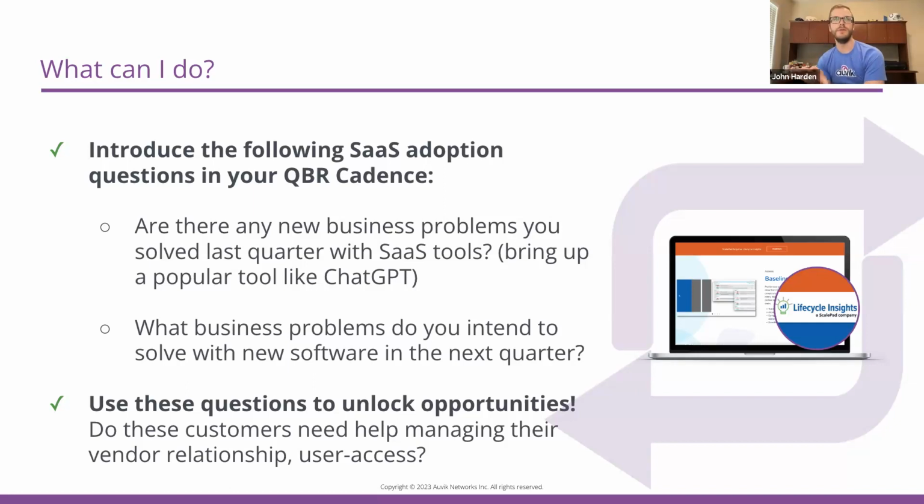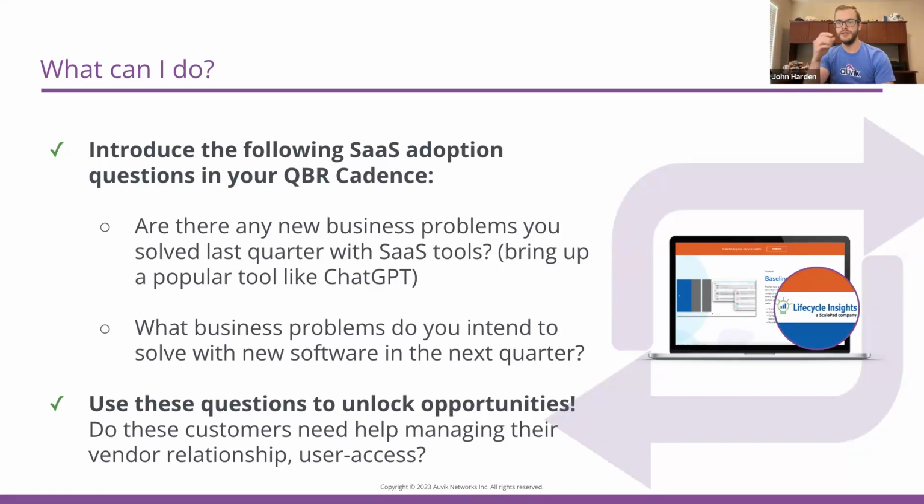Ask, are there any new business problems you solved last quarter with new SaaS tools? Have you guys signed up for anything new? Something very small that you may not be asking today can unlock a lot of opportunity. Because again, at the heart of that SaaS tool is a business problem being solved. So you can ask what SaaS tools they're using, what new ones they've got, to maintain your vendor management list and your app management list.